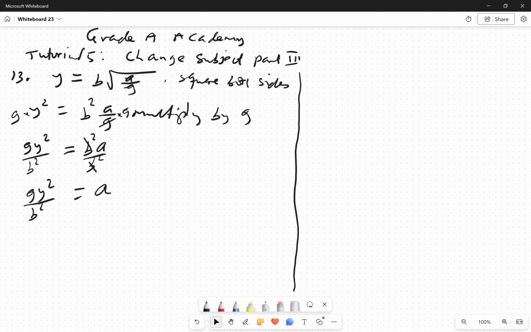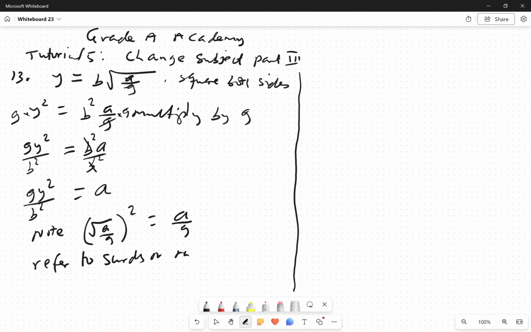Very important. Now, why did we say when you square both sides, what is in the square root sign is simply a over g? So let's note here, how did we get square root of a over g all squared is equal to a over g? Well, it's simple. It is a topic called surds or radicals. We will refer to that later, but let me explain.